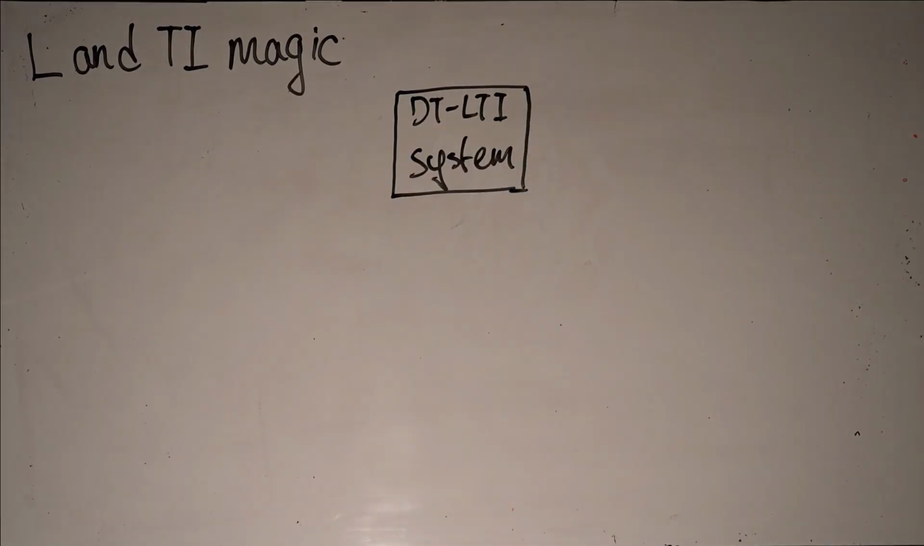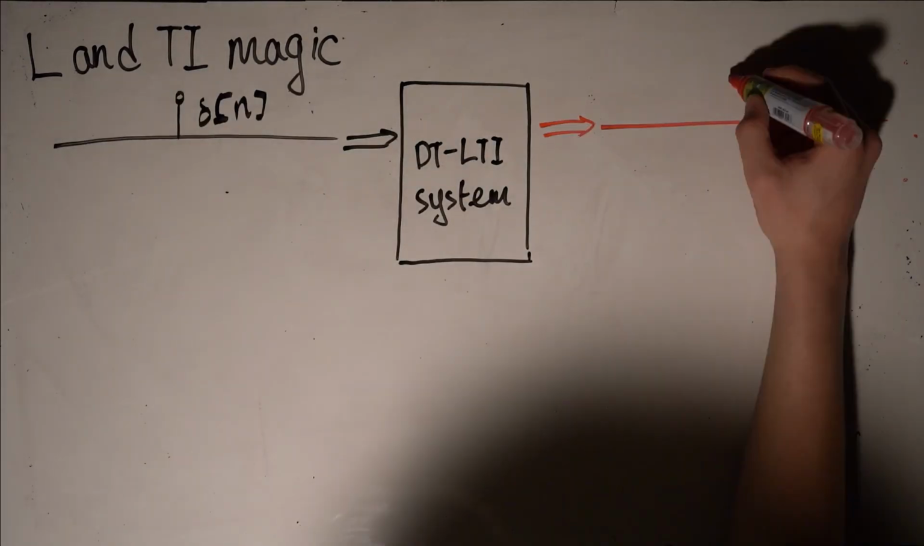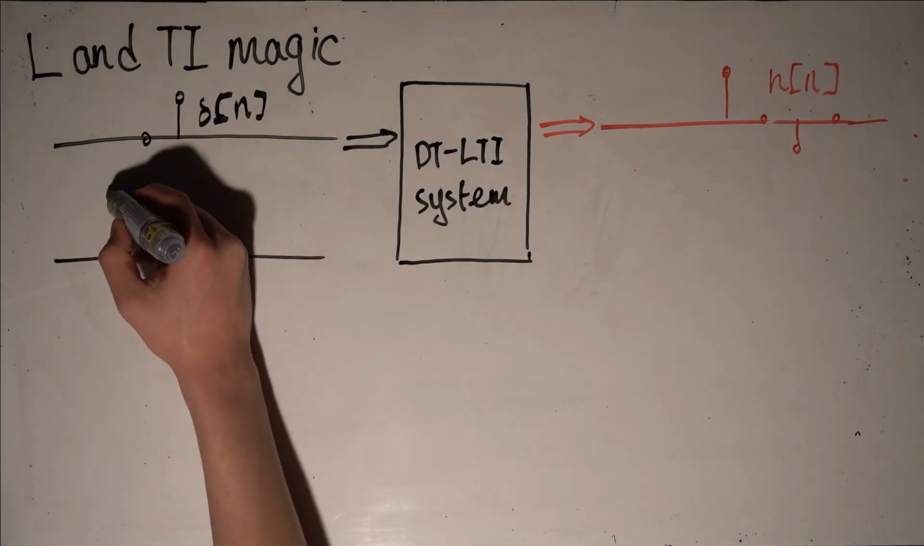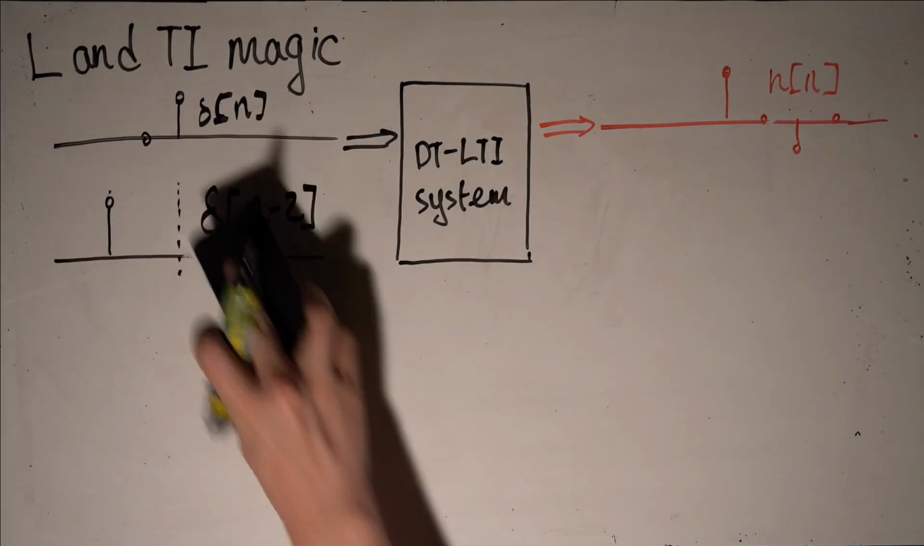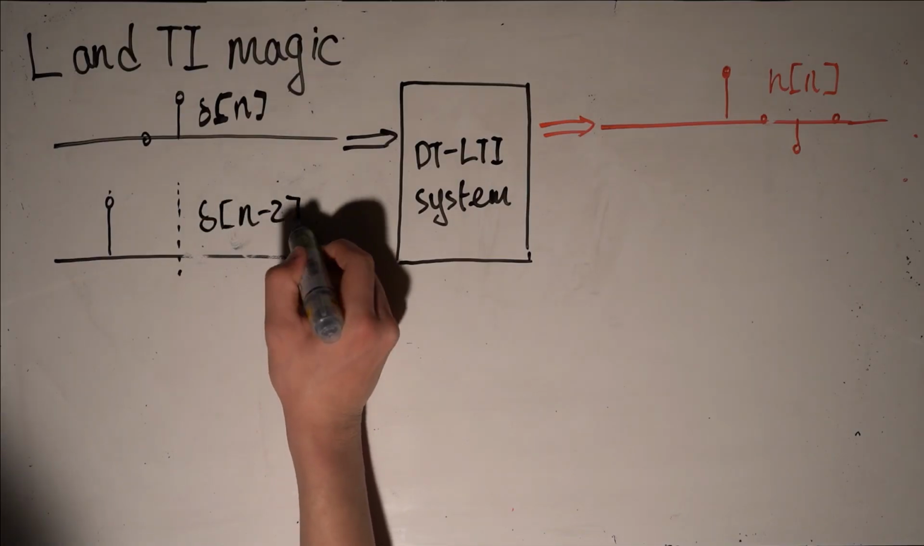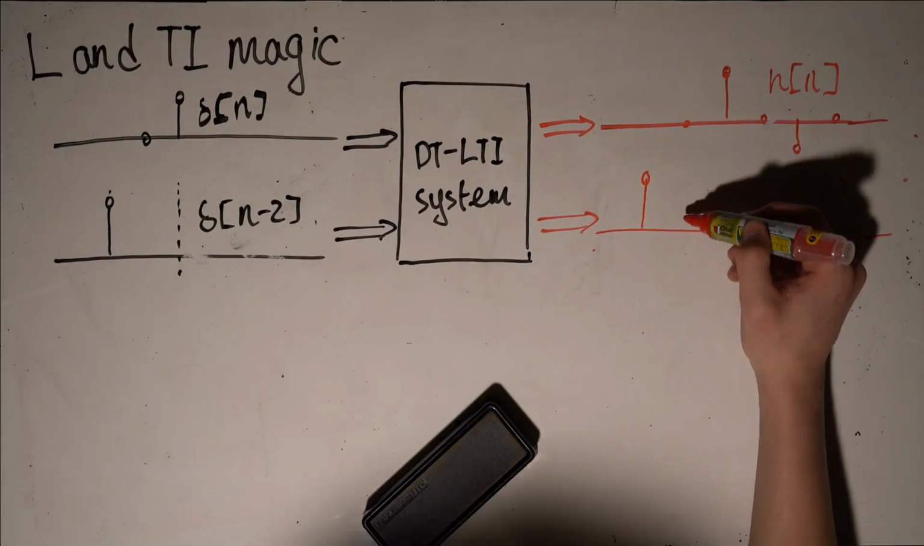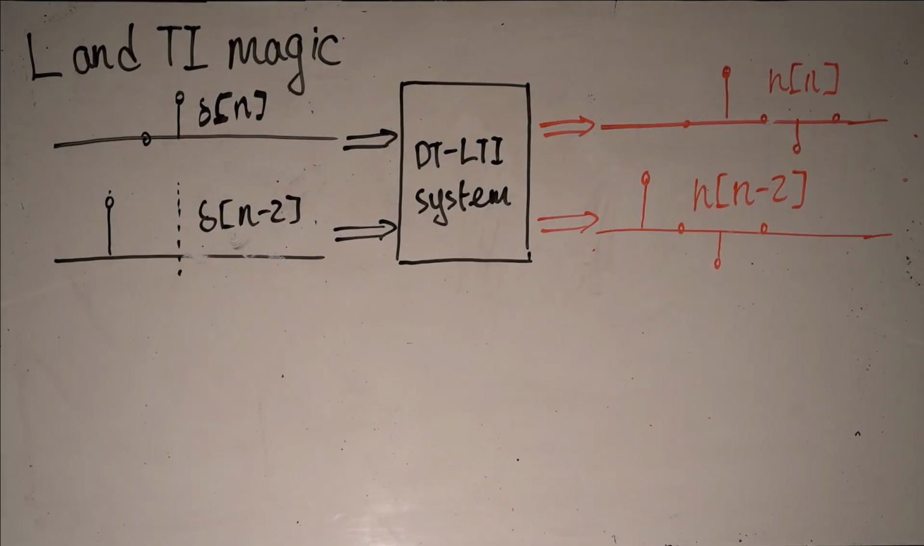Let's pause and make sure we really understand what linearity and time invariance buy us. We already defined the impulse response h of n as the output when the input is delta of n. And here's the key. If the system outputs h of n when I put in delta of n, what happens if I put in a shifted impulse, delta of n minus k? Because the system is time invariant, the output must just be shifted by the same amount. Nothing else can change.